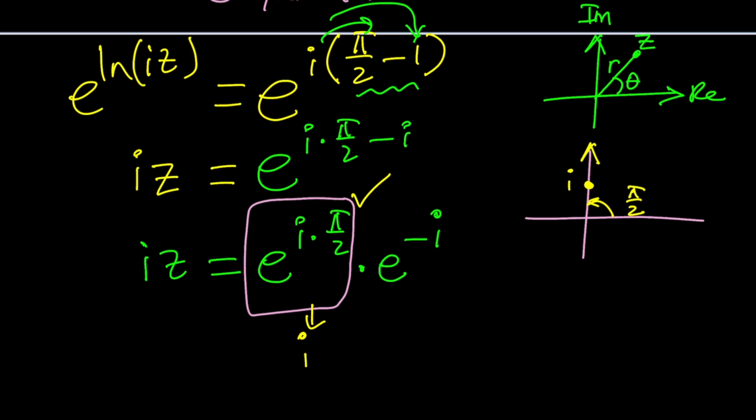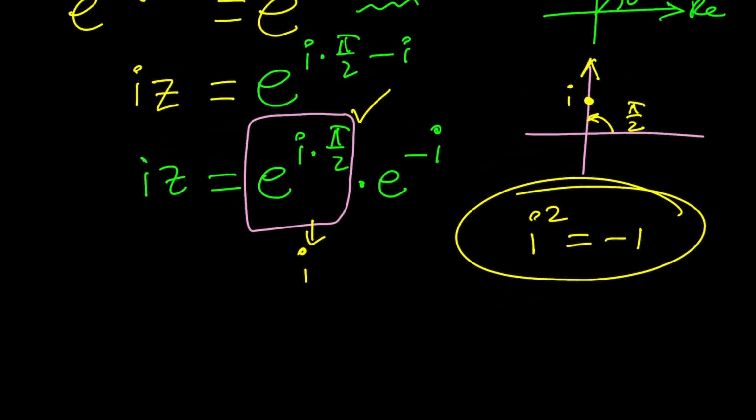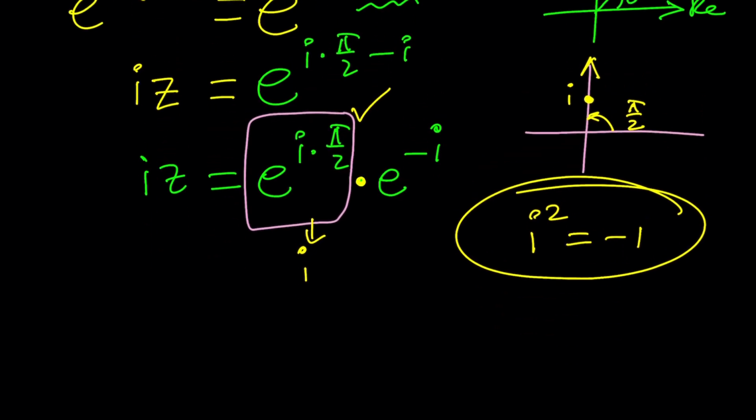Make sense? And by the way, i is the imaginary unit, which could be defined as i squared equals negative 1. Some people call it the square root of negative 1. Yes and no. It's kind of a gray area. Anyways, let's not get into that. But this is i, okay? No doubt about it.